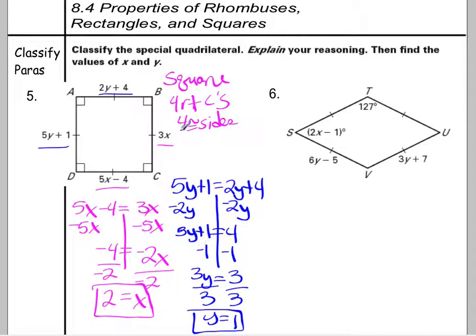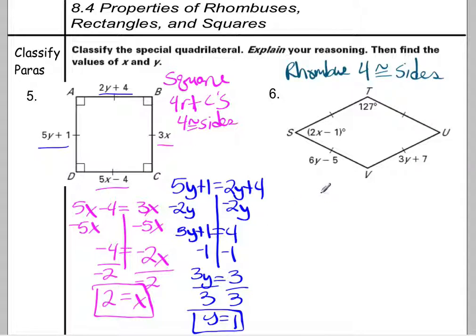So now I have x and y, and I identified the figure. The next one, looking at it, this is not a right angle at T, so I know it's not a rectangle, and it's not a square. I see congruent markings on all 4 sides, so it is a rhombus. And the reason is it has 4 congruent sides.